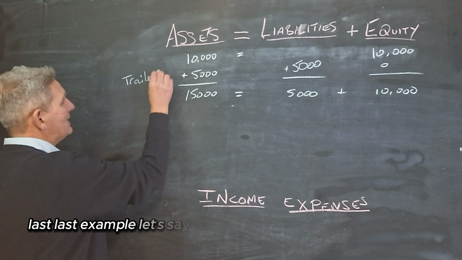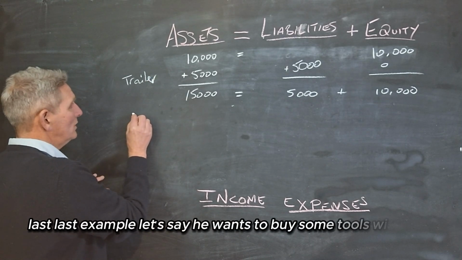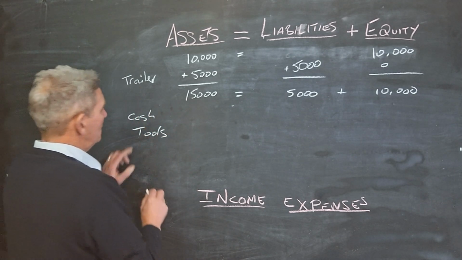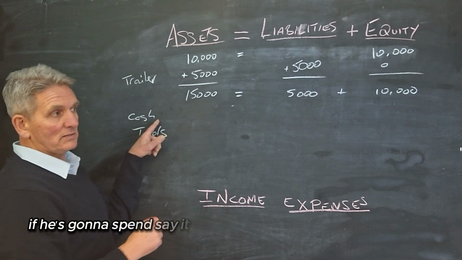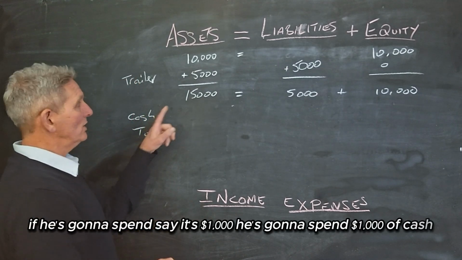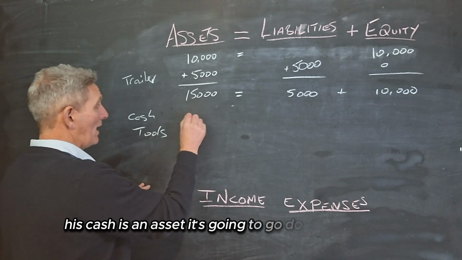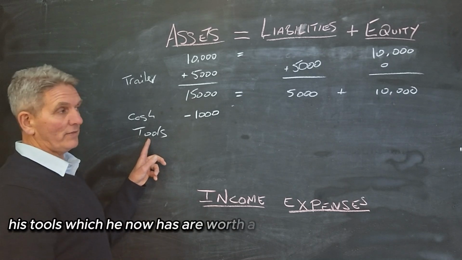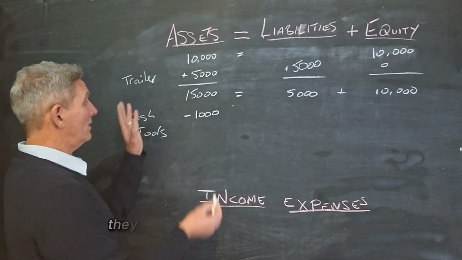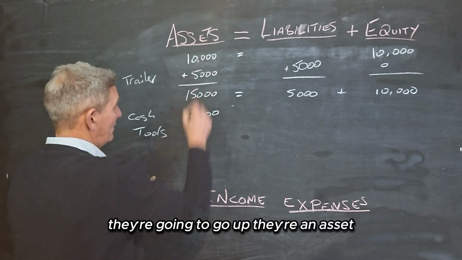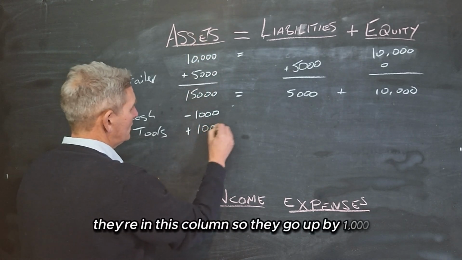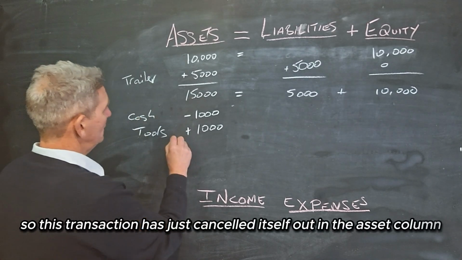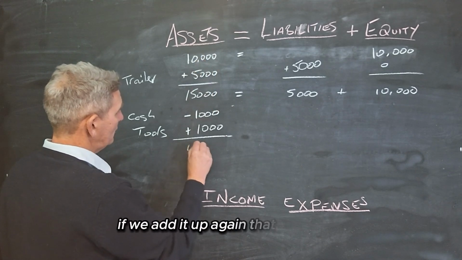Last example. Let's say he wants to buy some tools with cash. If he's going to spend, say it's $1,000, he's going to spend $1,000 of cash. His cash is an asset. It's going to go down 1,000. His tools, which he now has, are worth 1,000. They're also an asset. They're going to go up. They're in this column, so they go up by 1,000. So this transaction has just cancelled itself out in the asset column. If we add it up again, that's still 15,000.